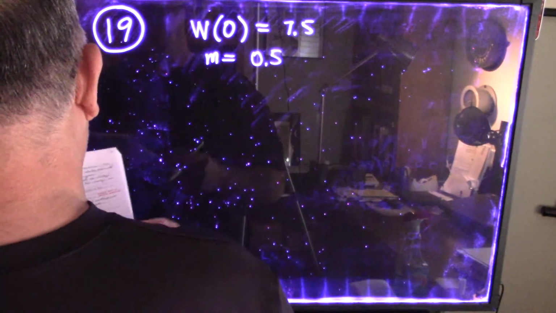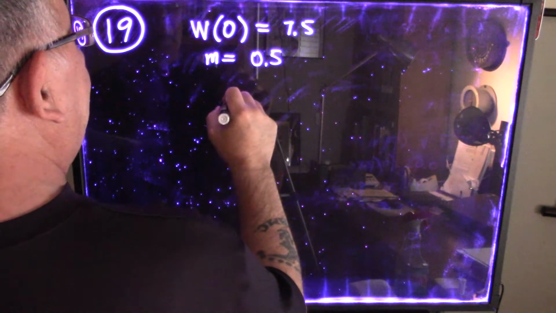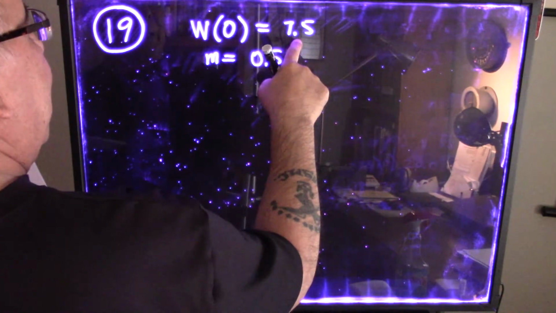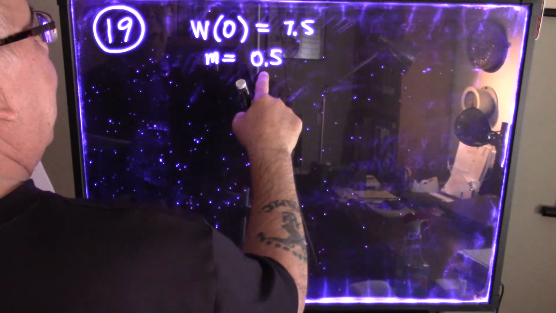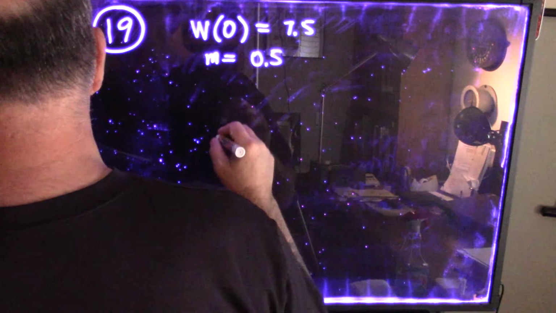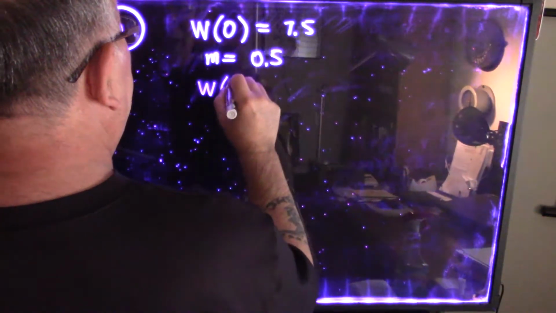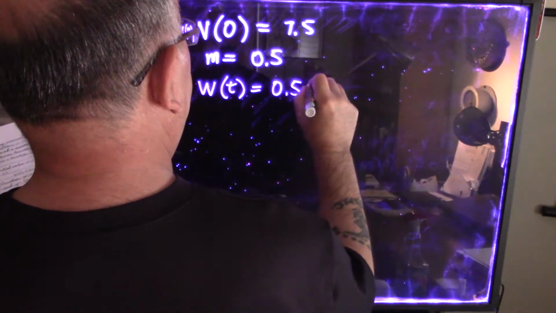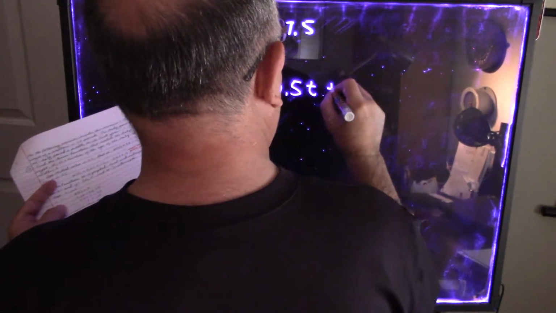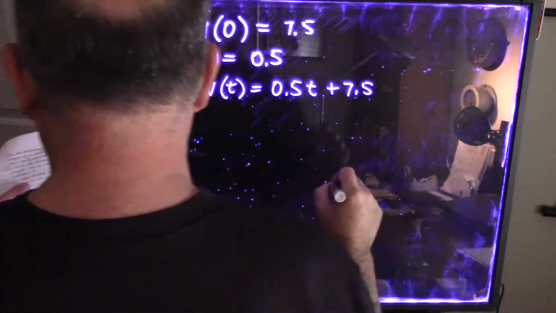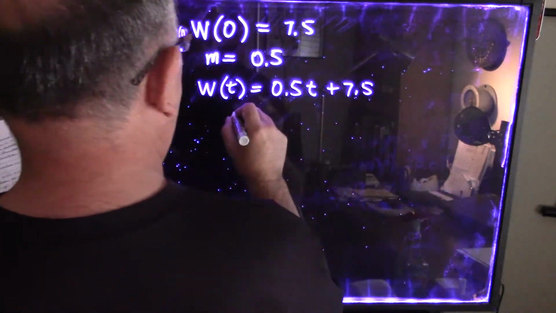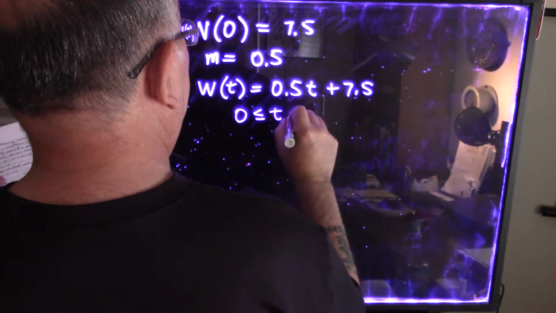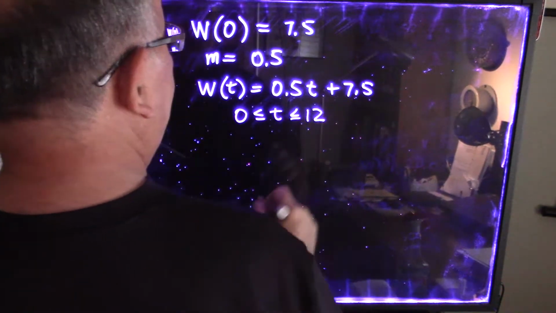So again, use the slope-intercept equation. This would be your W-intercept, and that would be your slope m. So W of t is equal to 0.5 t plus 7.5. And we can give a domain restriction: 0 to 12 inclusive, where 12 is 12 months or 1 year.